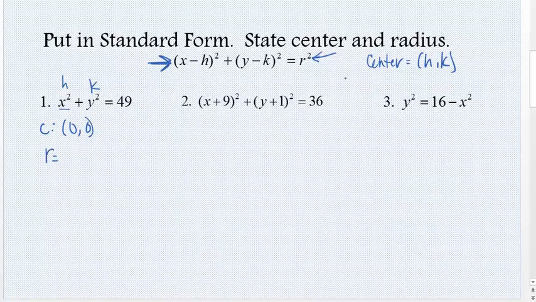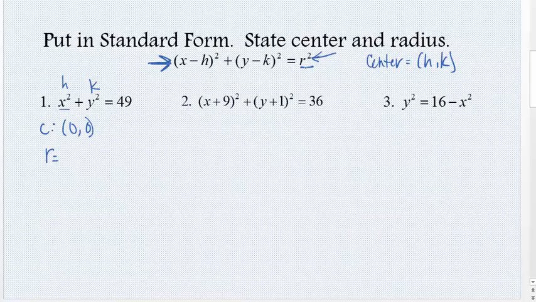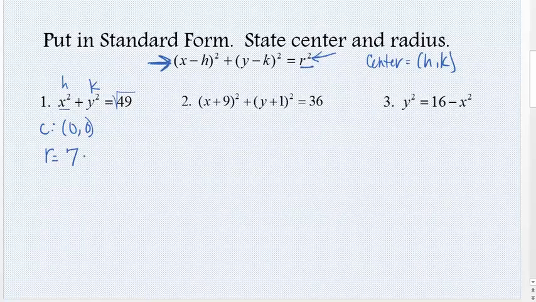The radius, notice in the equation, radius squared is whatever it equals, right? So I just need to take the square root. The square root of 49 is 7, alright? So don't worry about plus or minus 7, it's just positive 7 because it's a distance. Alright, so that problem's done. I found the center and I found the radius.